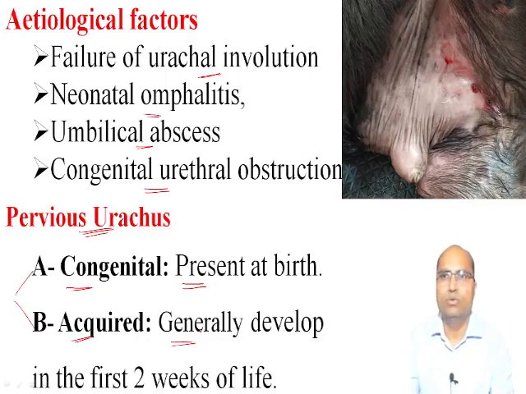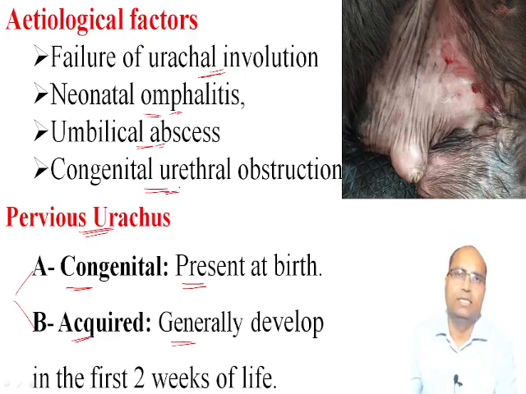Now we discuss some etiological factors. Friends, failure of urachal involution, neonatal tonsillitis, umbilical abscess, congenital urethral obstructions are some common causes of Pervious Urachus.